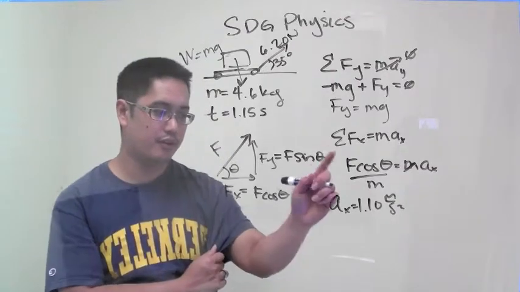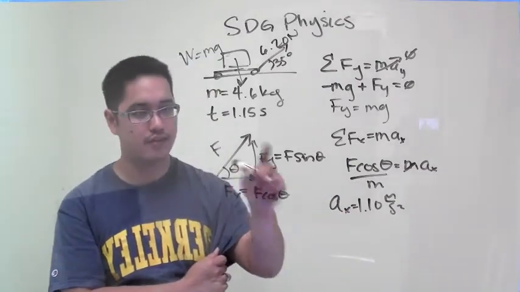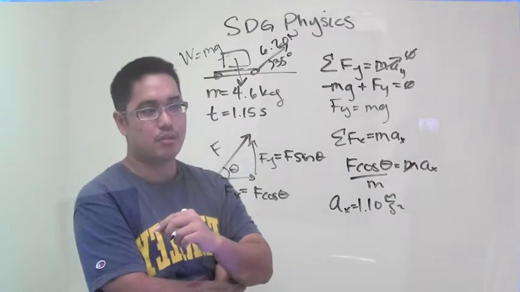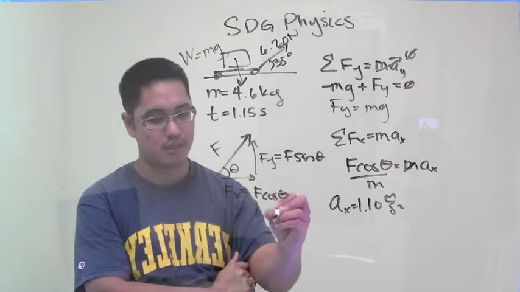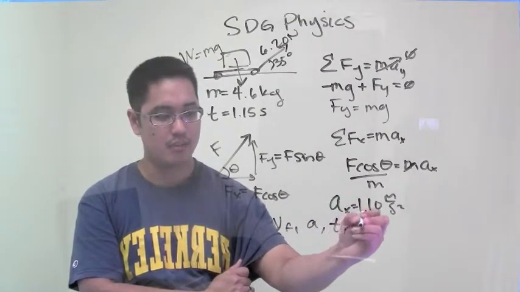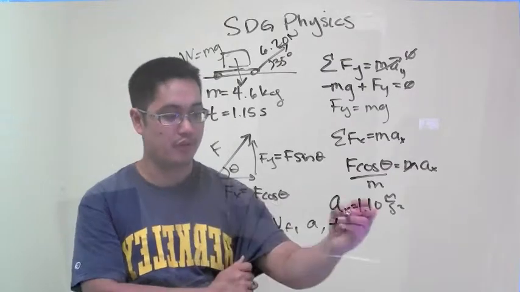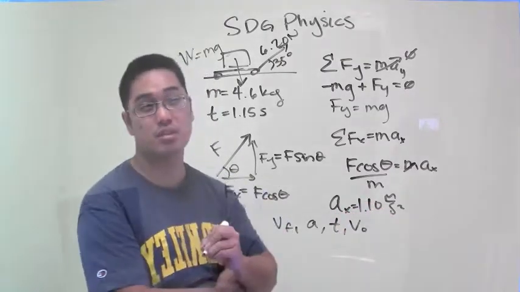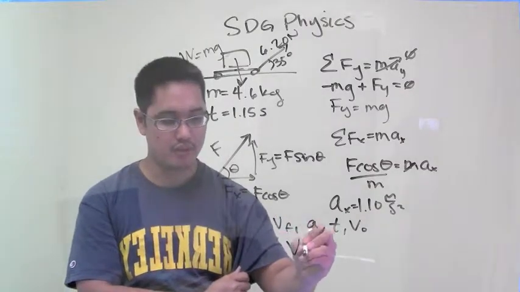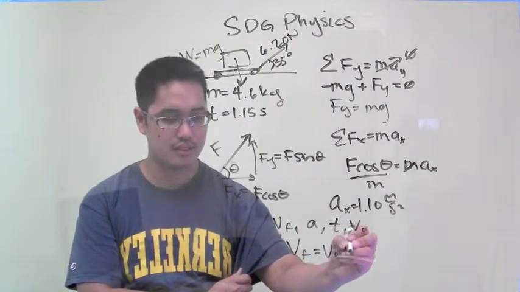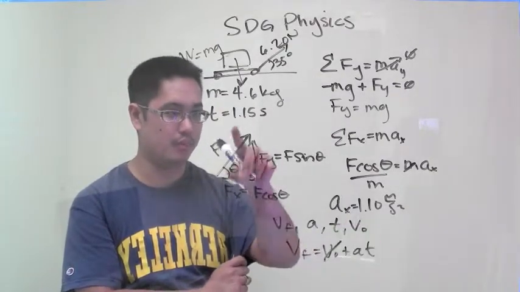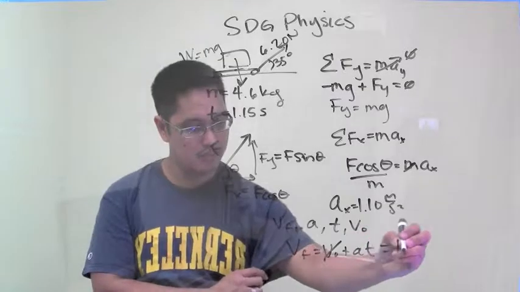Now, how do I figure out the velocity that it has after it's traveled for t equals 1.15 seconds? Well, for that, we turn back to our old school kinematics, and we basically want to find v final. We know the acceleration, we have the time, and we know the v initial. I'm going to assume that the v initial is 0. So v final is equal to v naught plus at. This is 0. You just take this a, multiply it by that time, and you end up getting 1.27 meters per second.